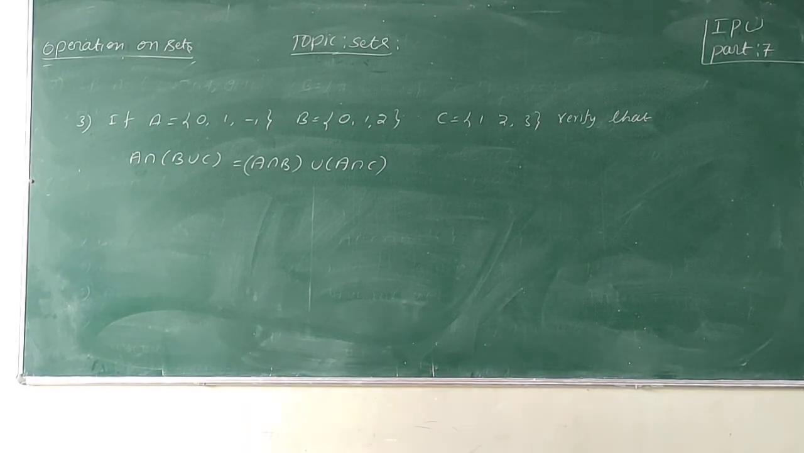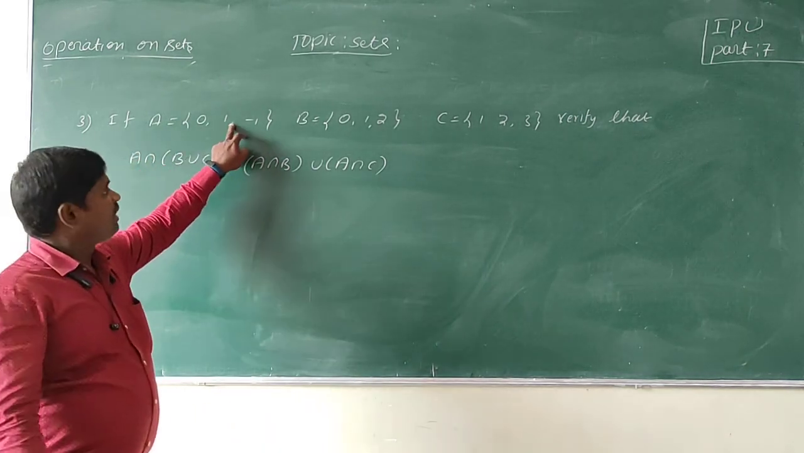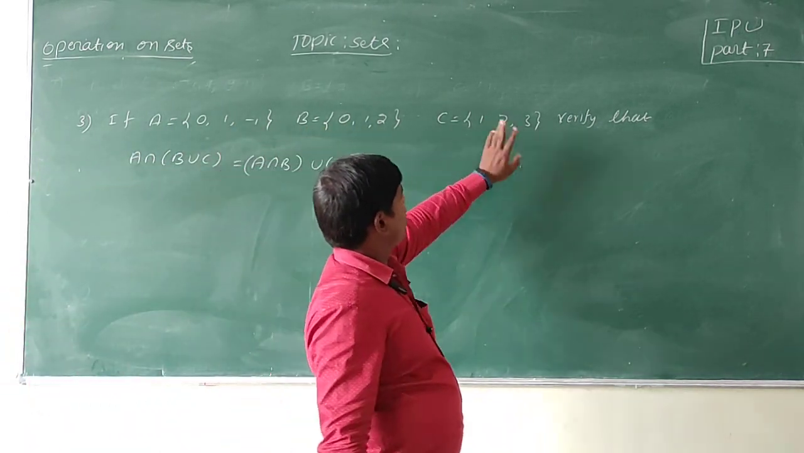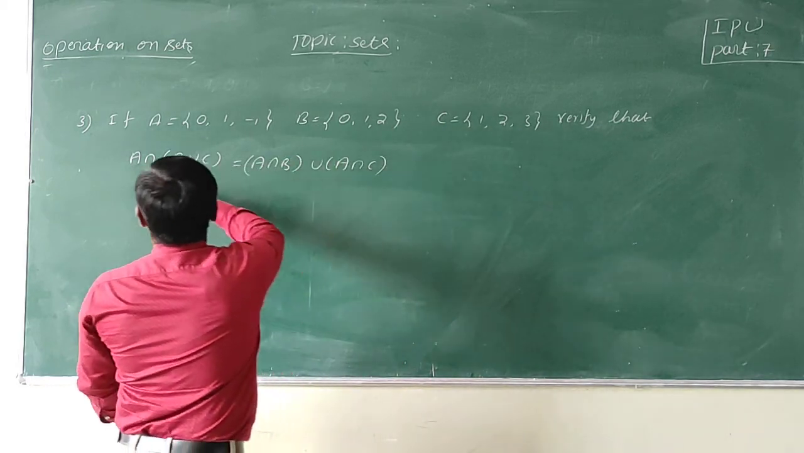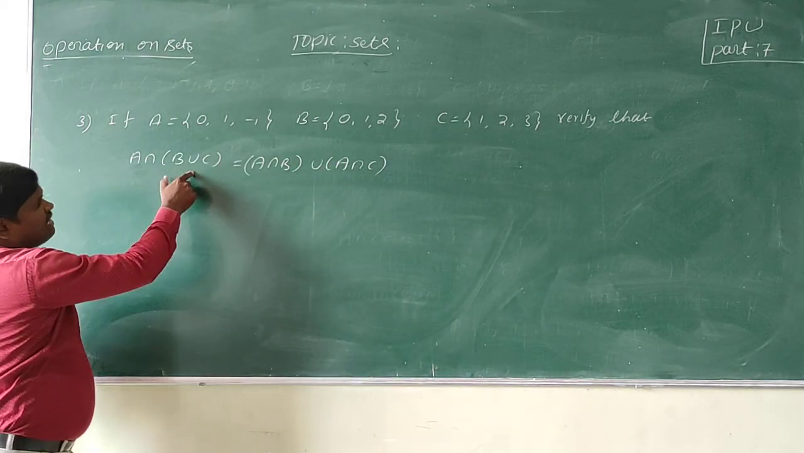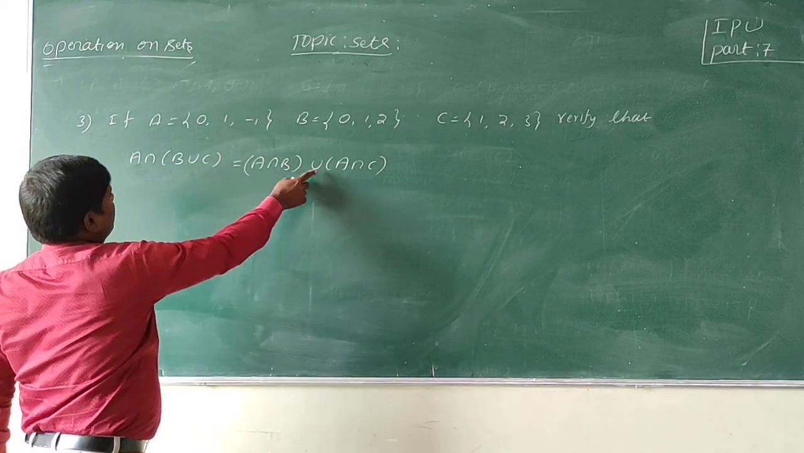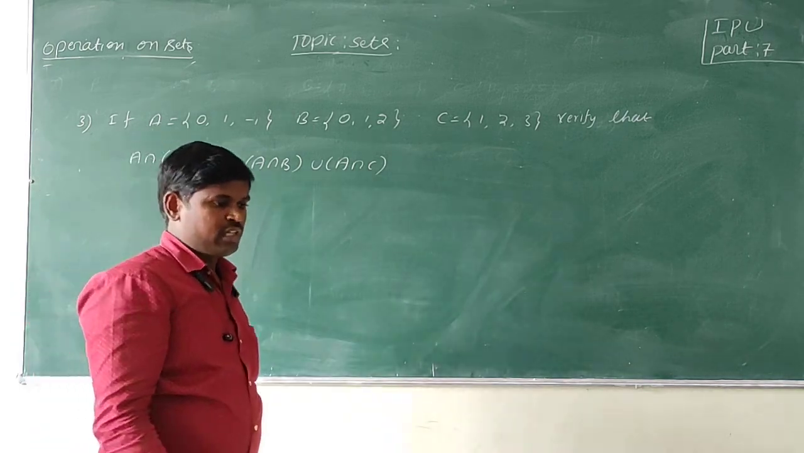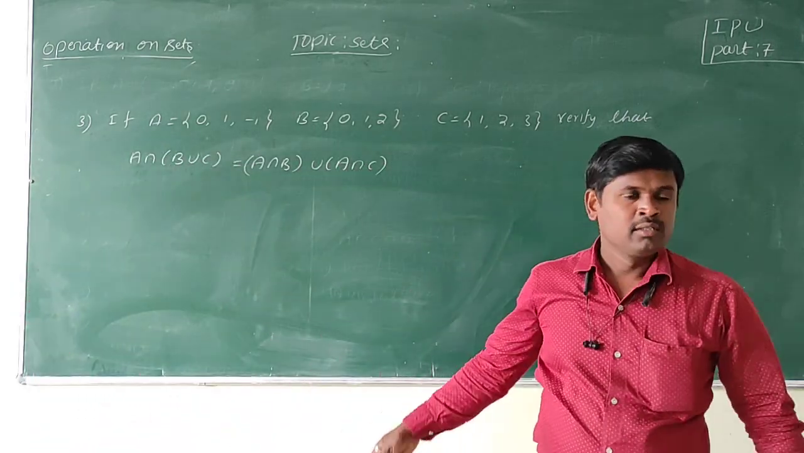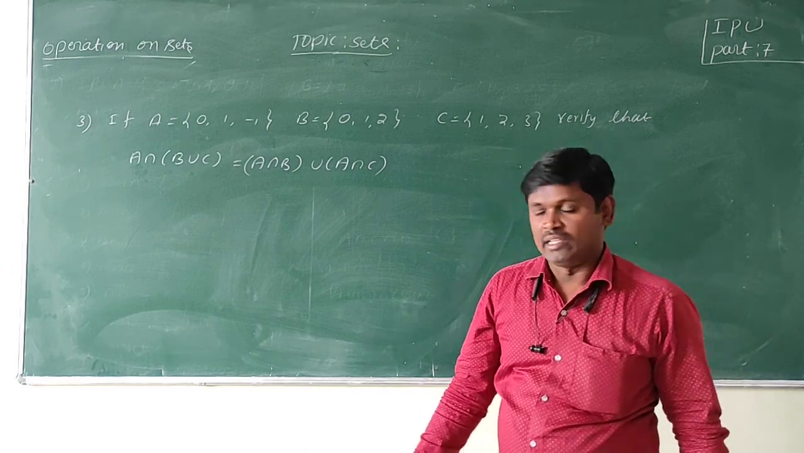The next problem is: if A is {0, 1, -1} and B is {0, 1, 2} and C is {1, 2, 3}, verify that A intersection (B union C) is equal to (A intersection B) union (A intersection C). This property is known as the distributive property. So, solution.